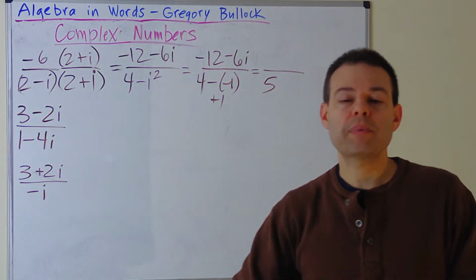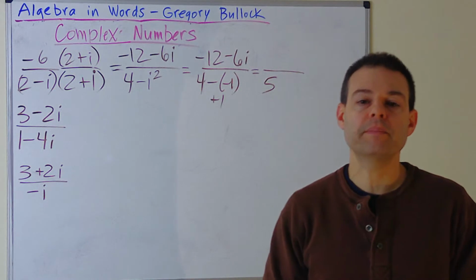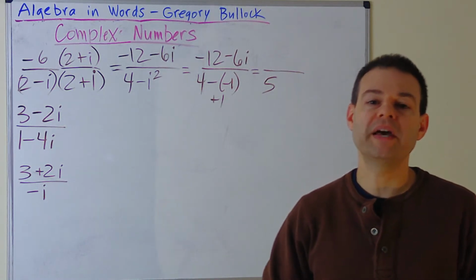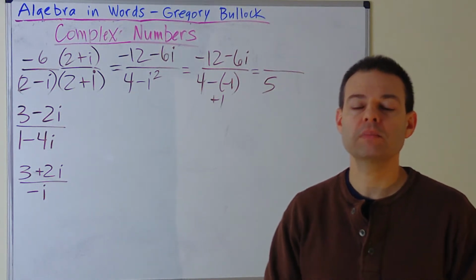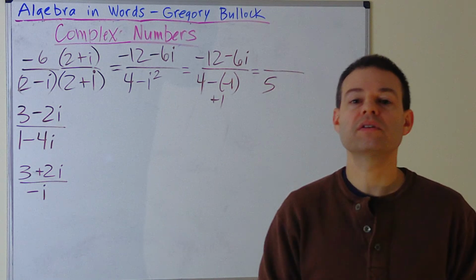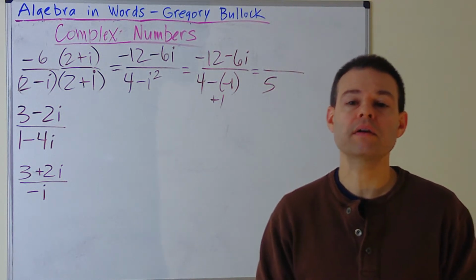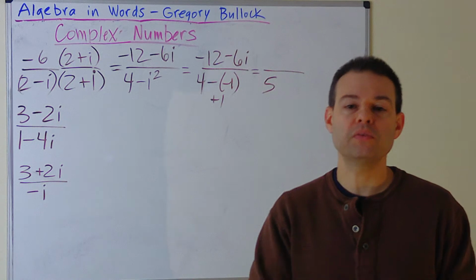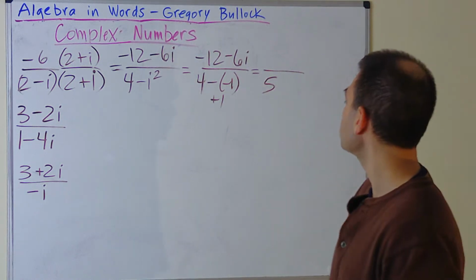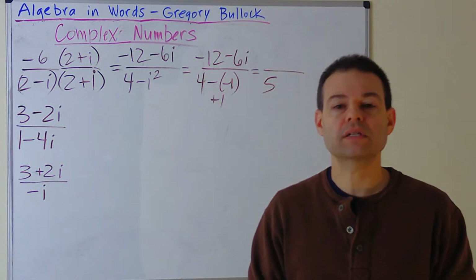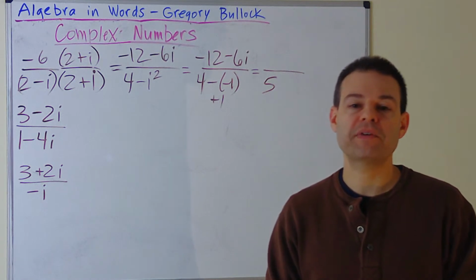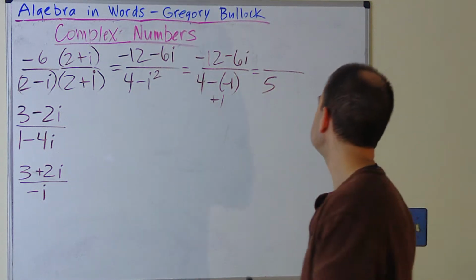And although the step I'm going to show you next is not going to much matter here, it might in other problems. Notice that there is a greatest common factor in the numerator, and I recommend, and I'm going to do this with you, factoring that out. We have negative 12 minus 6i. Let's factor the greatest common factor of negative 6 out of that.